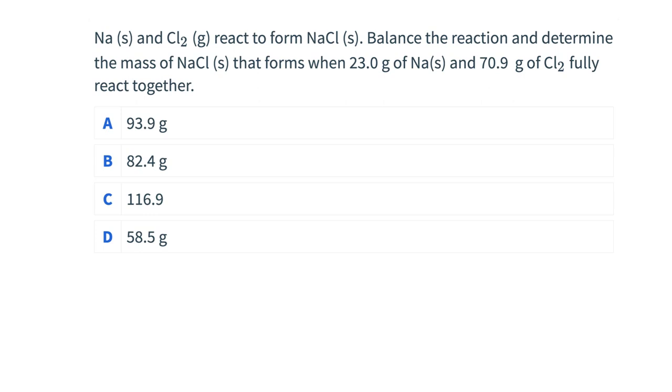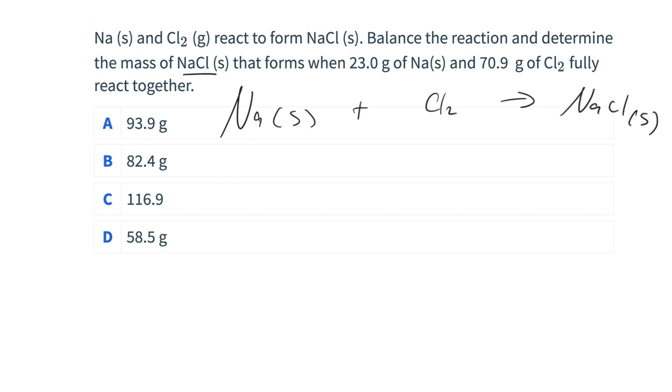The first problem says you have sodium and chlorine gas reacting to form NaCl. We're told to balance the reaction. So it would be sodium solid plus Cl2 forming NaCl. The physical states aren't so important here. What's important is the balancing, because this is a stoichiometry problem where we have 23 grams of sodium and 70.9 grams of chlorine. What's the most massive NaCl that can be formed by this reaction?